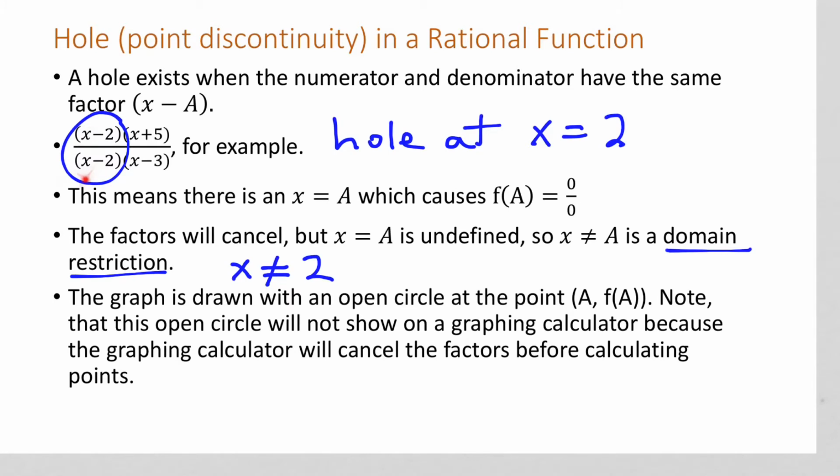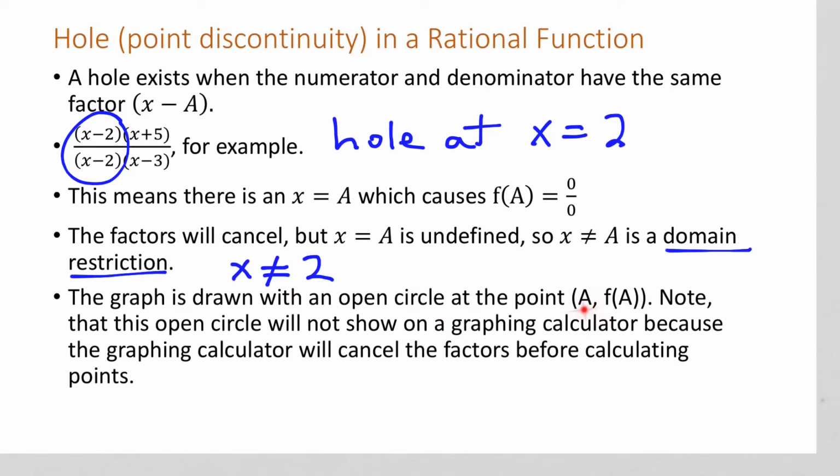So matching factors, there's a hole. X is equal to whatever that value is here. In this case, 2 is a domain restriction, so x cannot be 2. When we get to graphing these rational functions, we'll see that we draw the hole as an open circle.